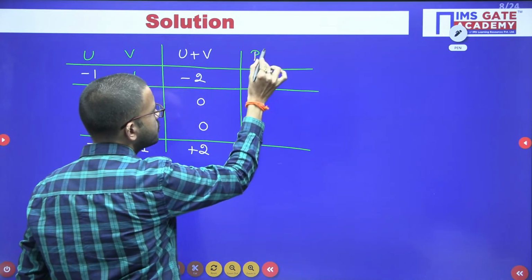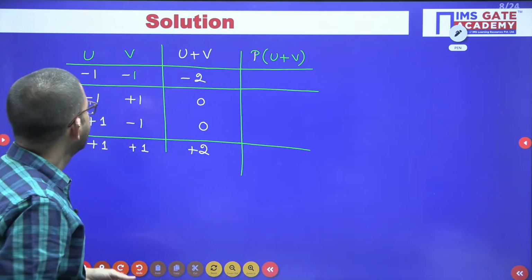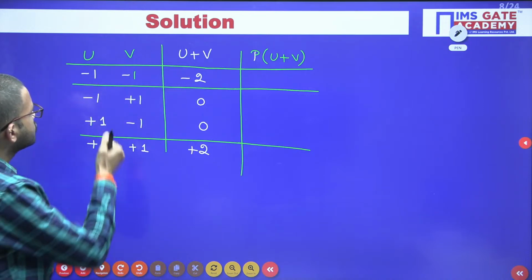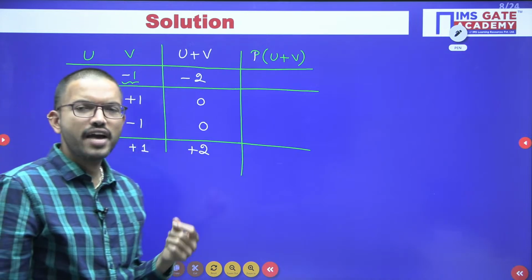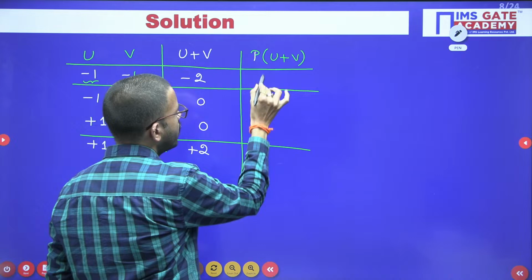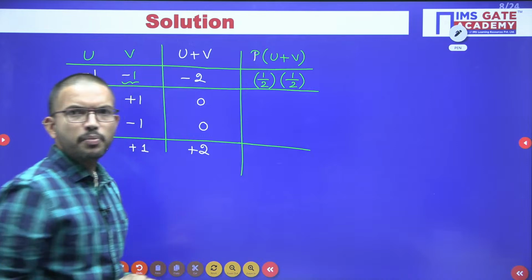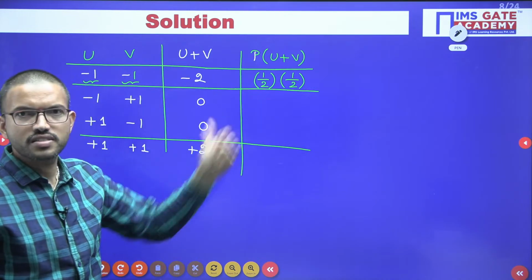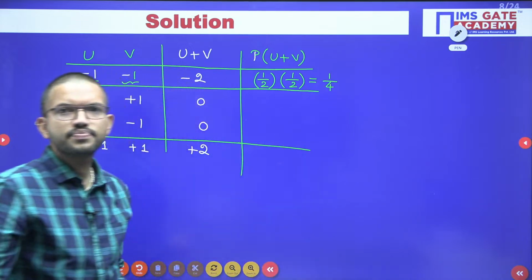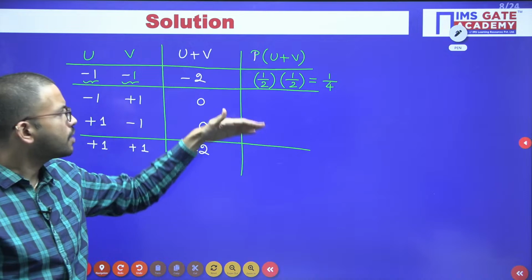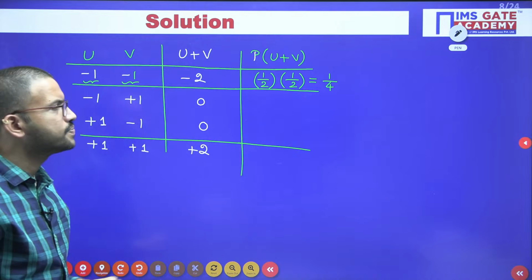Here I am writing the corresponding probability P of U plus V. In order to get U value as -1 and similarly V value as -1, both have the same probability, that is 1/2 into 1/2, because U and V are independent, we can multiply the probabilities. So 1 by 2 into 1 by 2 is nothing but 1 by 4. Is it clear, Manoj? Akanksha, up to this step, is it clear? Ghosh, even other students, is it clear up to this point?